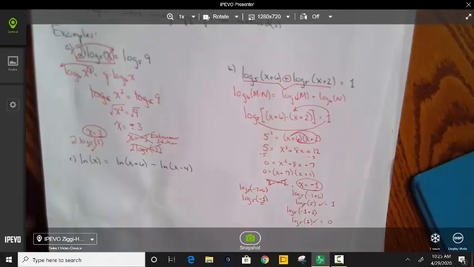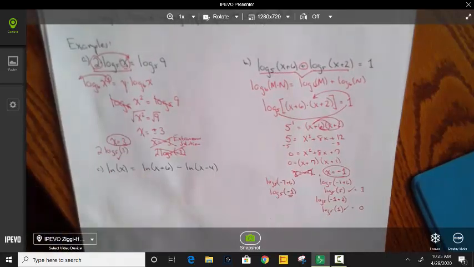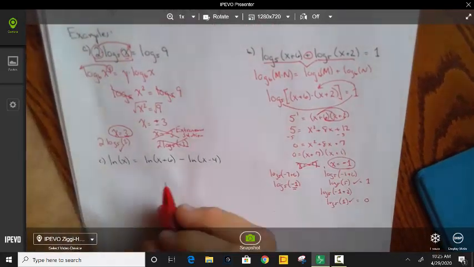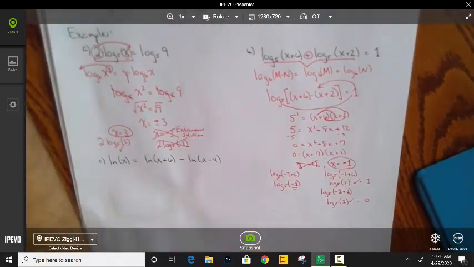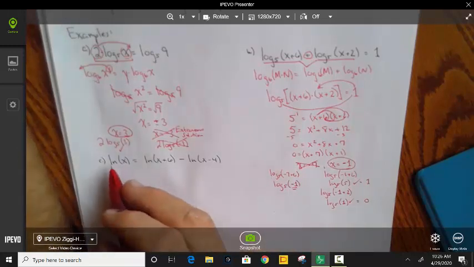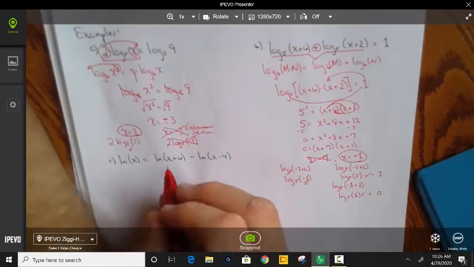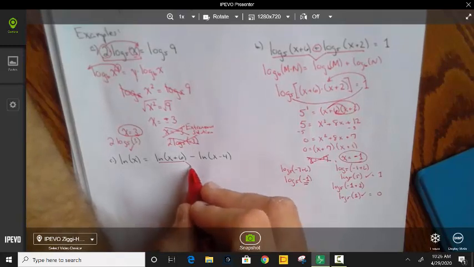logarithm. Okay, and then the last logarithmic equation we're going to go over is this last one here. Natural log of x equals the natural log of x plus 6 minus the natural log of x minus 4. Now you might be tempted to say, well, can I just cancel the natural logs since there's 1 on both sides? We are going to do that, but the first thing we're going to do is condense this.